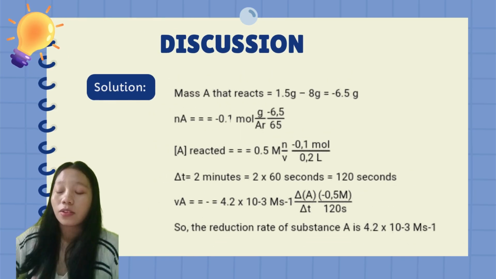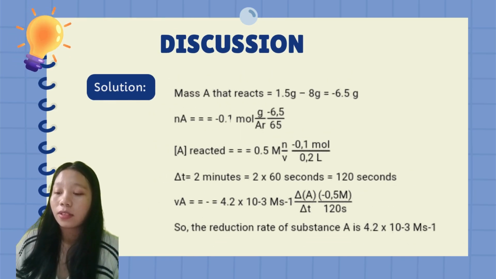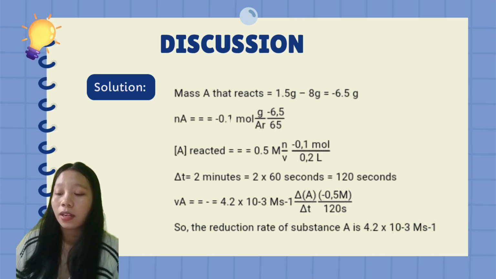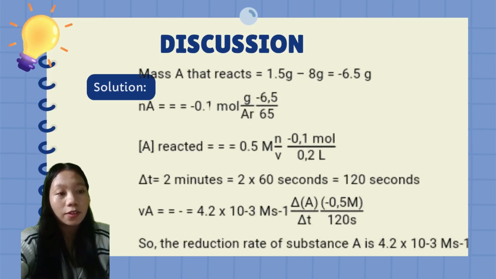So vA equals delta A per delta t equals minus 0.5 molar per 120 seconds equals 4.2 times 10 to the minus 3 molar per second. Thank you for listening.